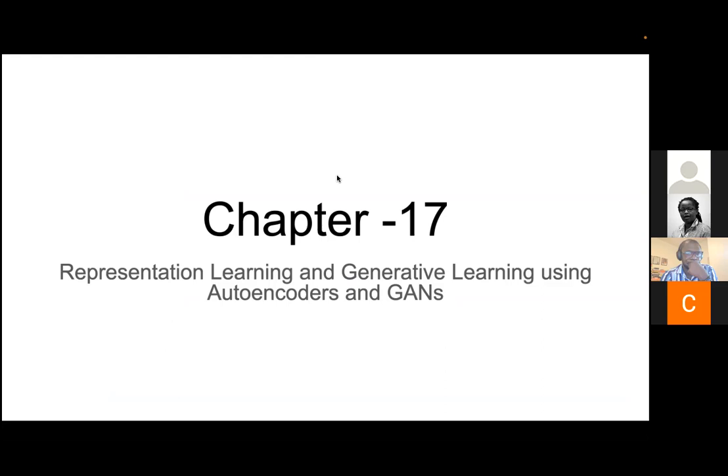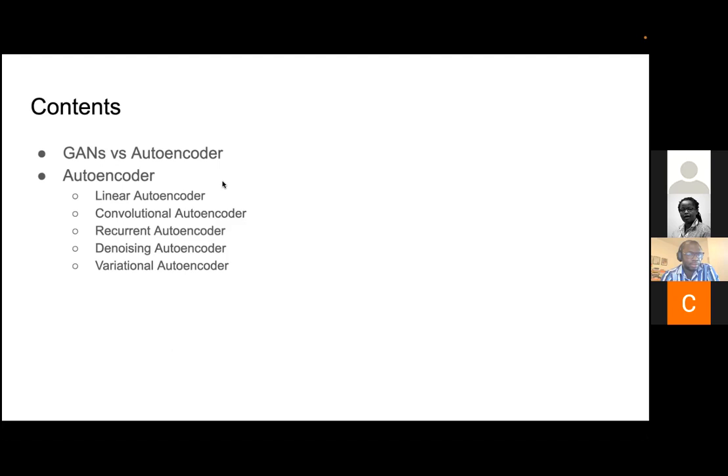So let's go into the contents. First, what are GANs and what are autoencoders, and why are they different? There are different types of autoencoders, which we'll be discussing. There are other types you might encounter in real life but are not here, because this chapter 17 does not include them. But we'll try to cover those too, if possible.